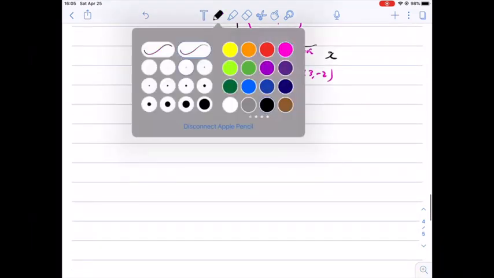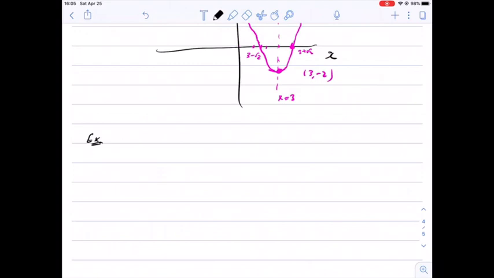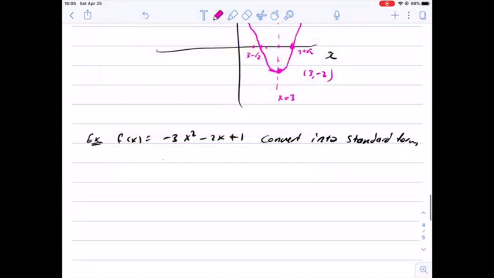Now let's take another example, but with a coefficient of x squared. If we have f of x equals negative 3x squared minus 2x plus 1, and we want to graph it, we need to convert this into standard form. We start with the following observation: a equals negative 3. The coefficient of x squared, the leading coefficient, is negative 3. It's not equal to 1. That means we need to take this as a common factor, because we can't complete the square directly.